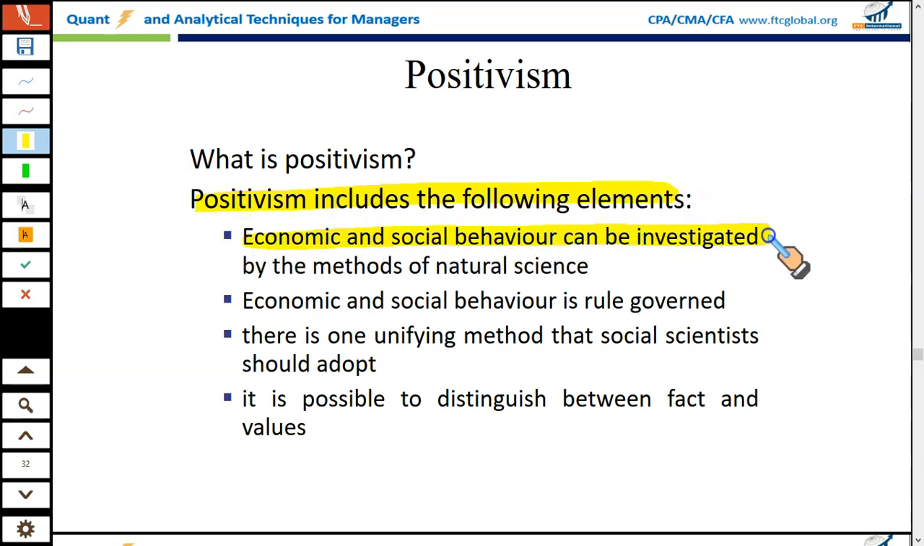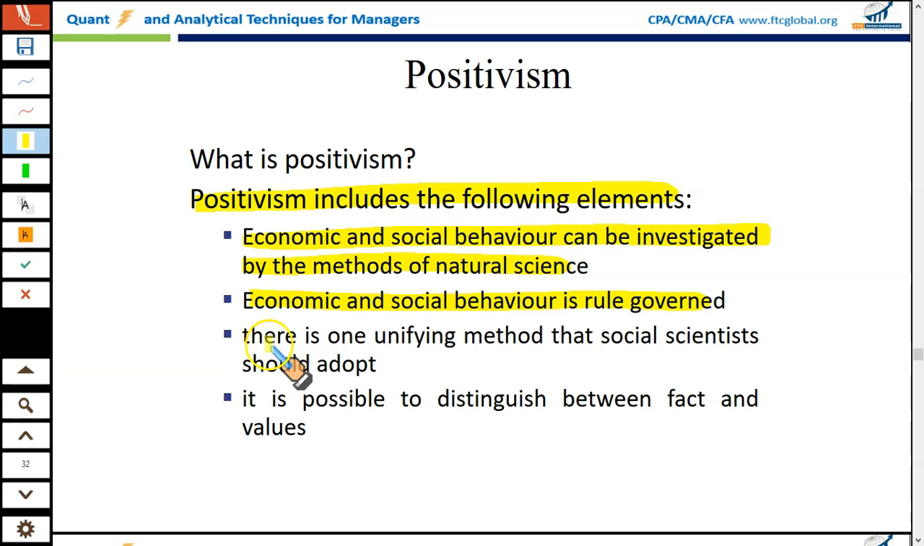Economic and social behavior can be investigated by the methods of natural science, meaning economic and social behaviors can be studied by using scientific methods. Economic and social behavior is rule governed. What it means is that social events are governed by rules. Private ownership and profits are governed by rules, so we should try to find these rules.